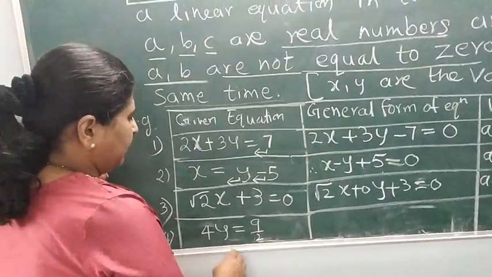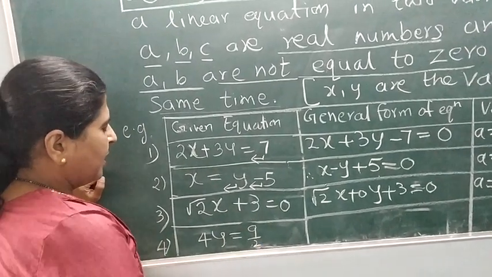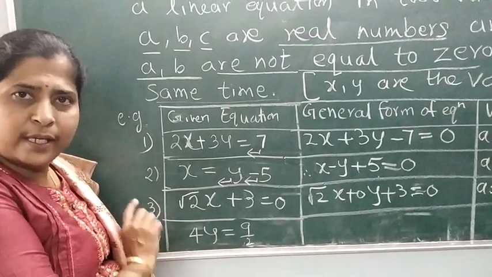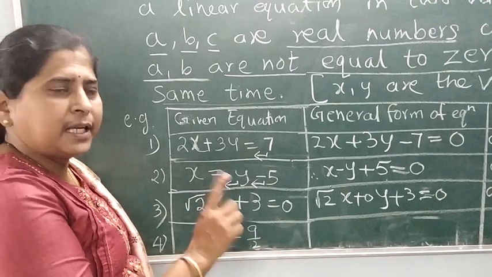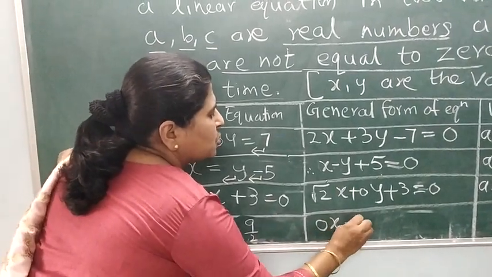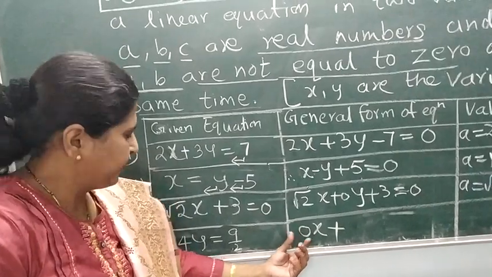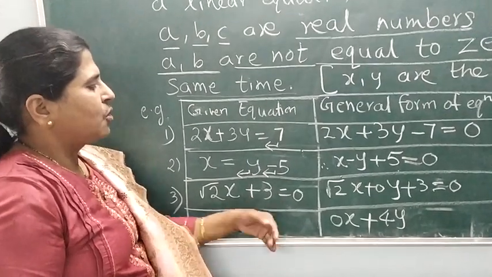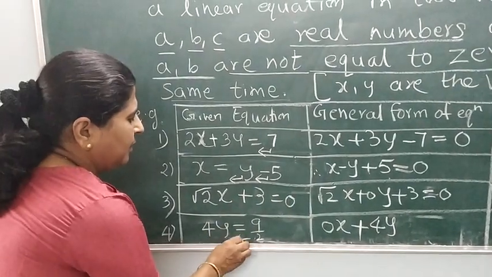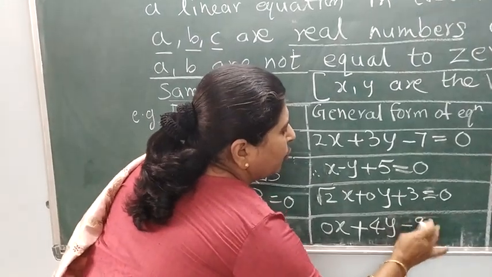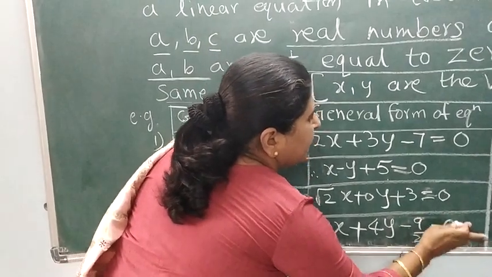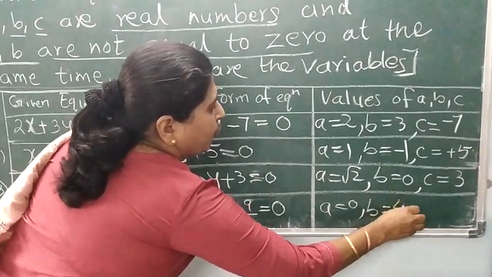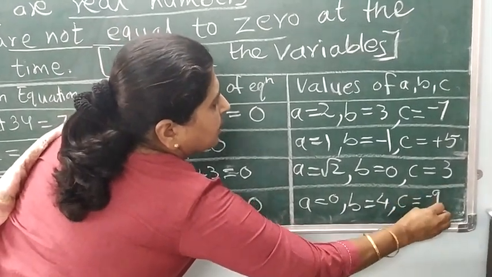And for the last equation, 4y is equal to 9 upon 2. If we take 9 upon 2 to the left side, the right side will be 0. But we can observe that there is no x term. So here we have to write the x term with the coefficient 0. So if we write 0x, this value is 0. Then what is y? It's 4y. And 9 upon 2 is the constant on the right side. If we take it to the left side, it will become minus 9 upon 2 is equal to 0. Comparing with the general form, the value of a is equal to 0, b is equal to 4, and c is equal to minus 9 upon 2.